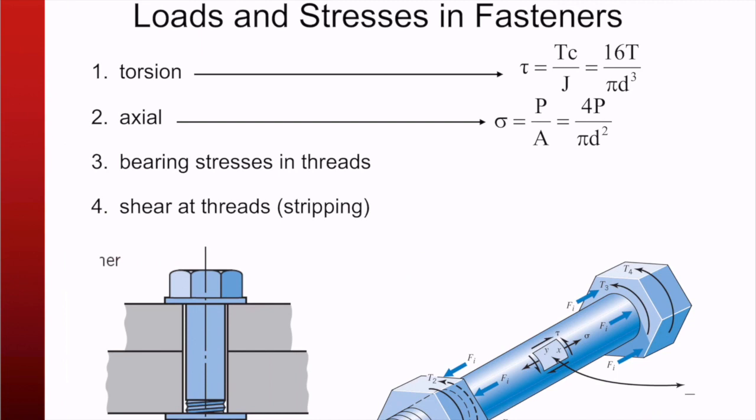All right, so what are those stresses? Actually, there are kind of four kinds of stresses that show up. The first one is really easy, torsion. We know how they do that, 16T over pi d cubed, old news there. So that's the classic torsional stress. Here we need the axial stress on this thing, and to do that we take the load over the area, but this of course has to be the tensile area. And then we have bearing stresses in threads and the shear stresses of the threads.